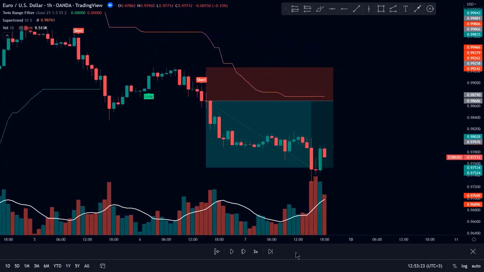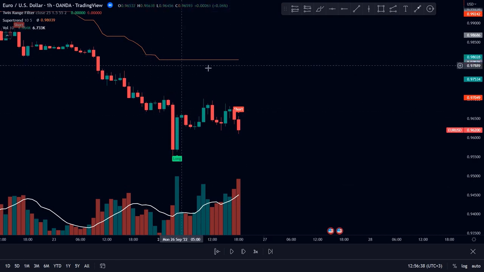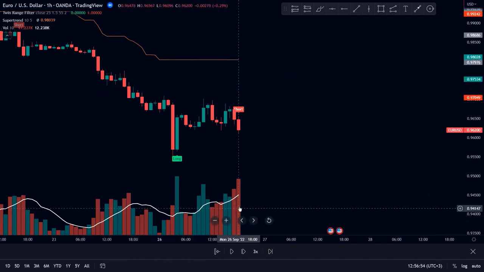Now here's another example. As we can see here, the super trend indicator was colored red and the price was trading below it. The volume bar of the volume indicator was above the moving average. Finally, the twin range filter issued a short signal.